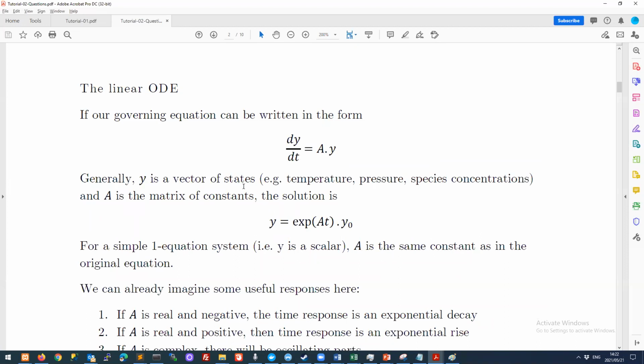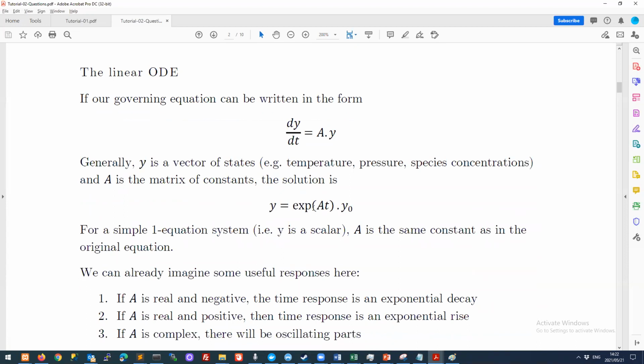But let's say it's just a scalar. So for a simple one equation system, we know the exponential solution applies. And then we can think about what types of things will happen if this is true. So let's say we are talking just about the scalar case first, right? So this is the solution.